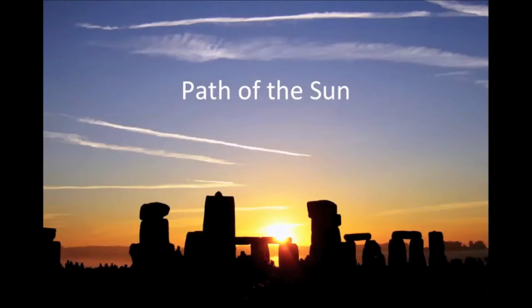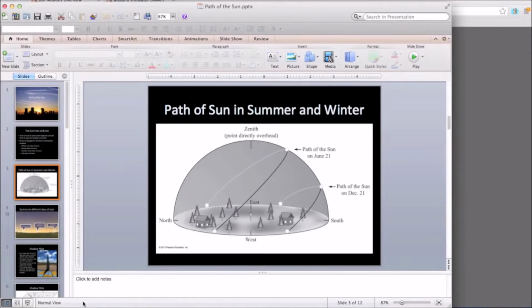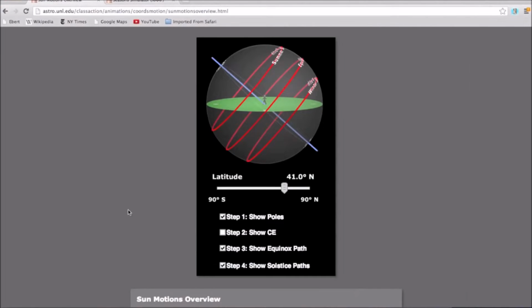In this lecture, we're going to talk about the path of the sun as seen from somebody on the Earth, mainly in the northern hemisphere, but we'll also talk about the path of the sun as seen in a few other places located on the surface of the Earth. Let me show you a simulation. This comes from the University of Nebraska simulations.